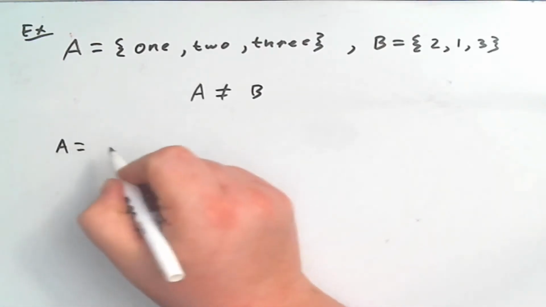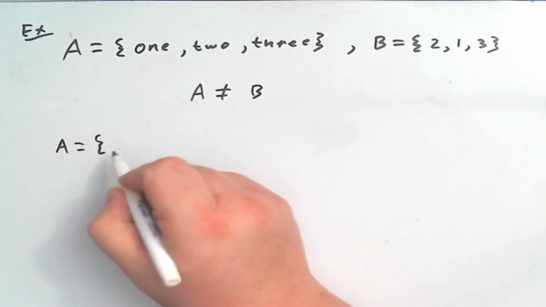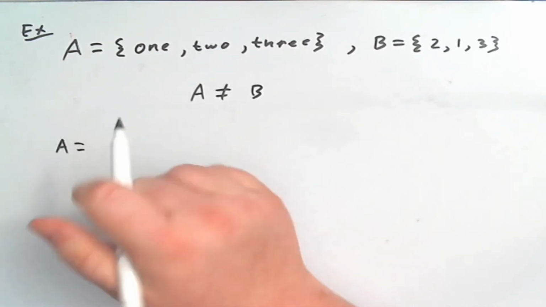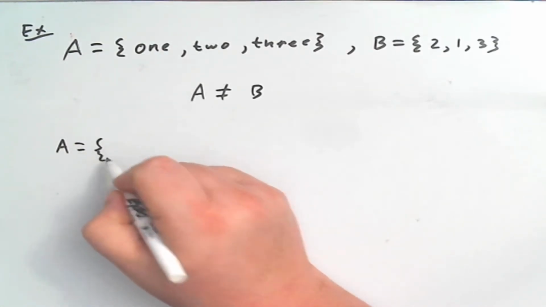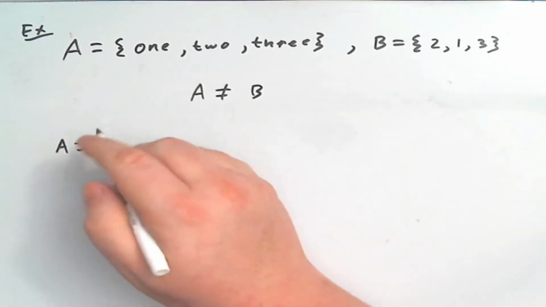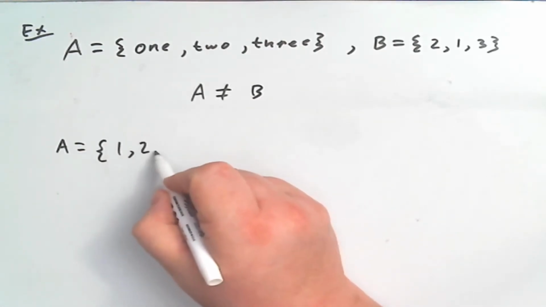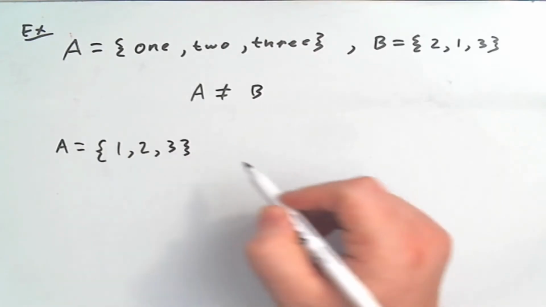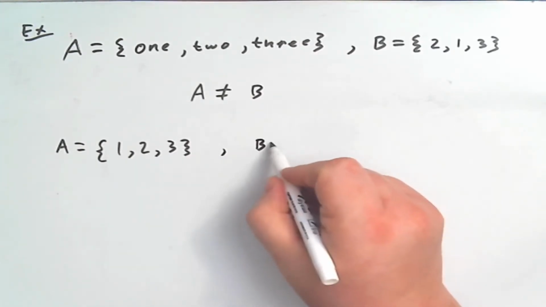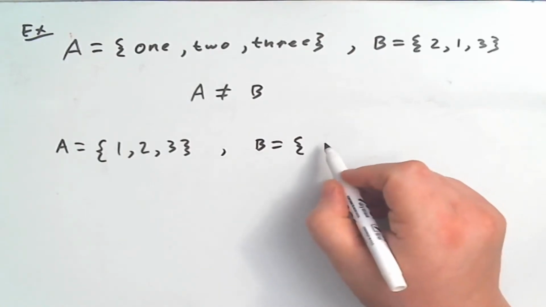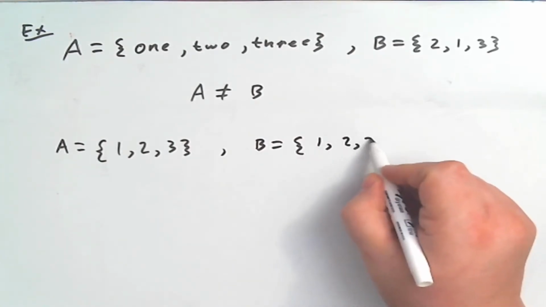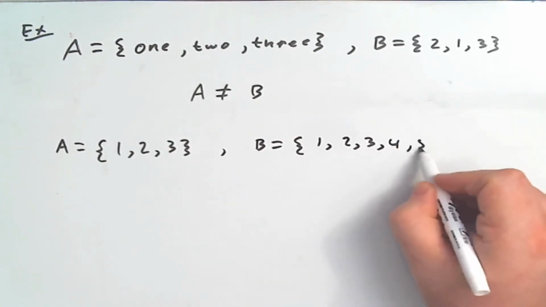So suppose we define A this time as in the first example. Ooh, be careful with your squiggly brackets. Those squiggly braces, they can be real messy to learn how to write. So let's define A with these numerals 1, 2, 3. Okay, and suppose we define B as the set 1, 2, 3, 4, 5.